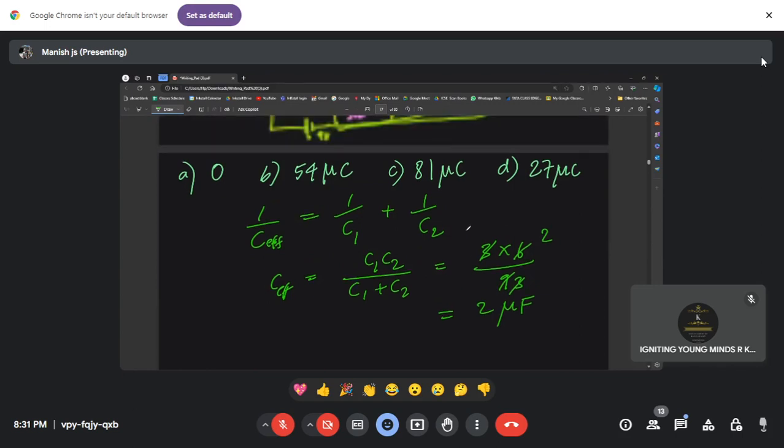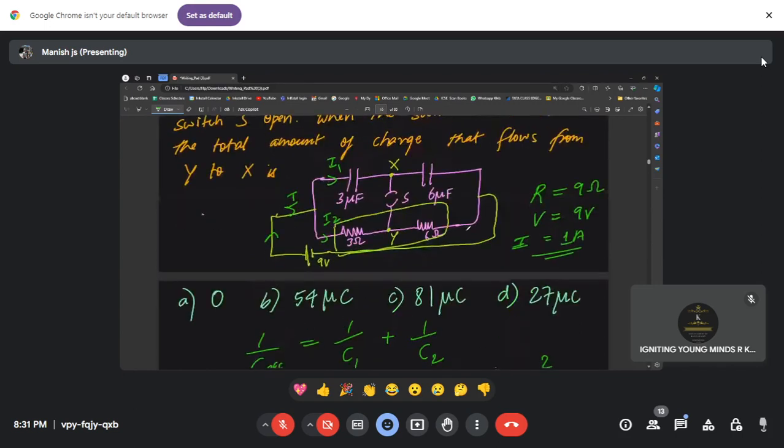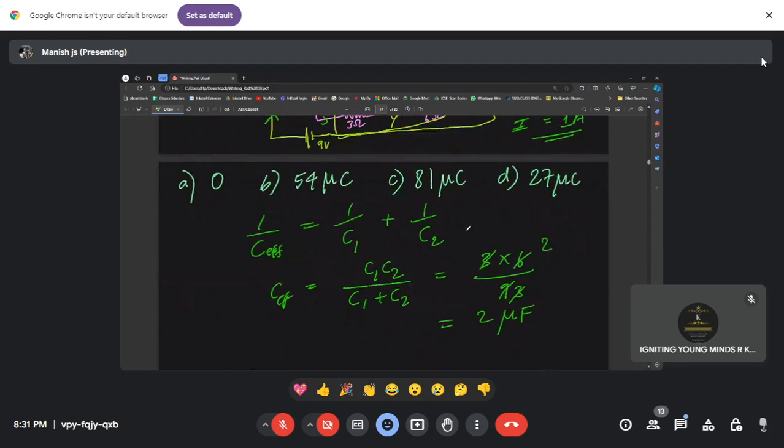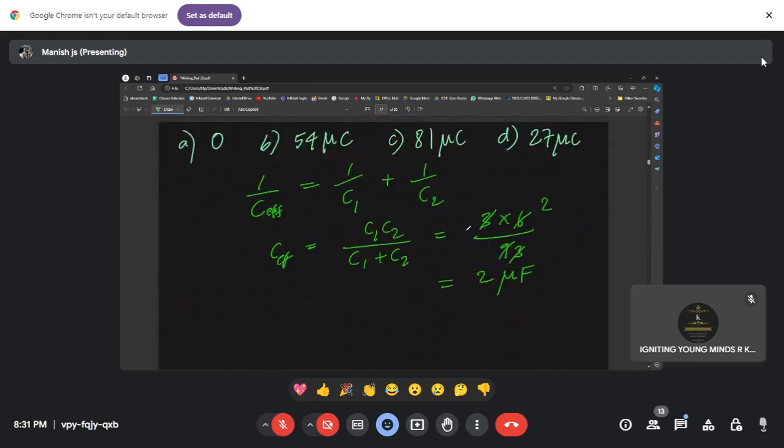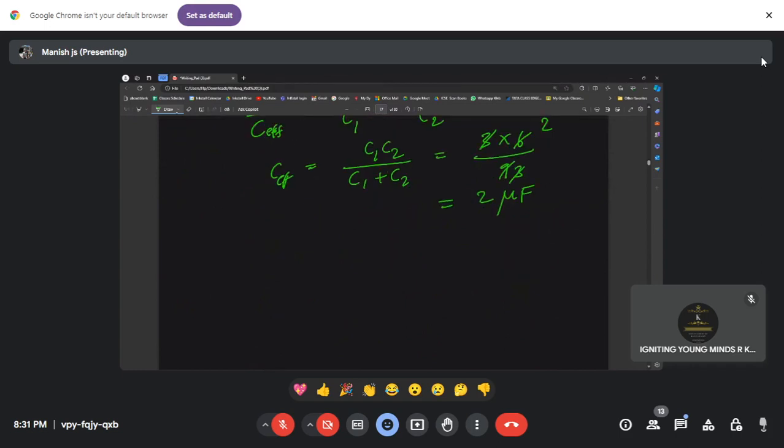First you find out the effective capacitance. Once you find out the effective capacitance, then you compute the charge. And what's the formula, children, to find out the charge on the capacitor? You know that Q is equal to C into V. So using the formula Q is equal to CV, you can find out the total charge on this combination of capacitors. Okay, so use this formula.